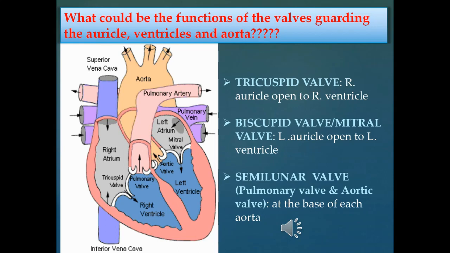2 large arteries arise anteriorly from the ventricles: the pulmonary artery from the right ventricle and the systemic aorta from the left ventricle. Each arch or aorta has at its base 3 pocket-shaped or cup-like semilunar valves. These valves prevent the backflow of blood from the arch or aorta into the ventricle.